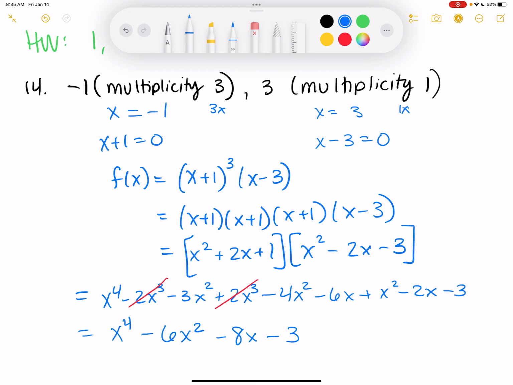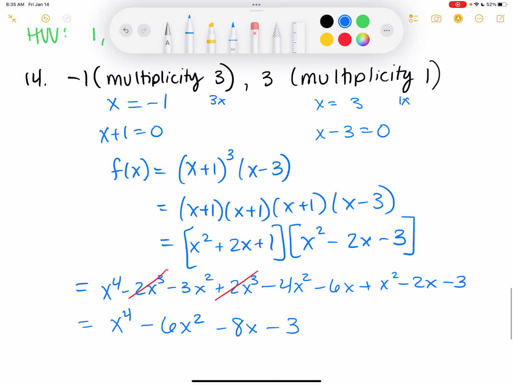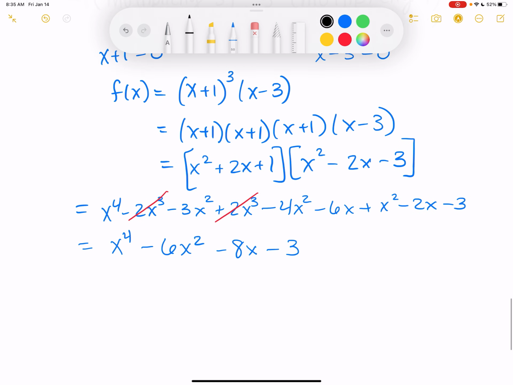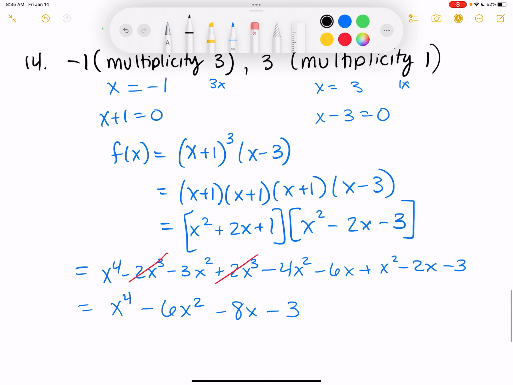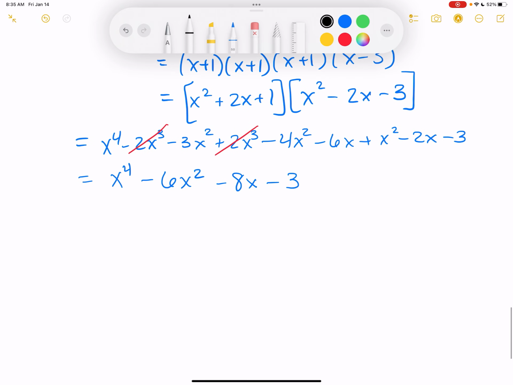So that's in standard form with real coefficients. And when it says multiplicity 3 and multiplicity 1, that means that your max x value should be x to the 4th. However many multiplicities there are, that's what your biggest exponent should be. So that'll help you know if you did it right too. If all the multiplicities add to your greatest exponent, that makes sense.